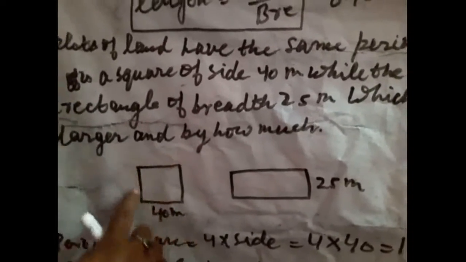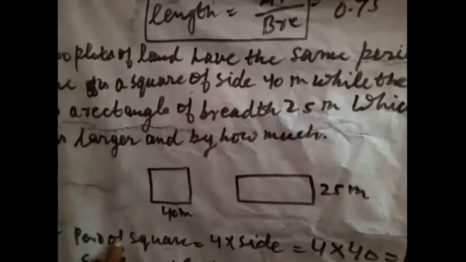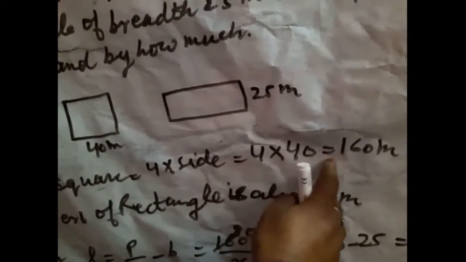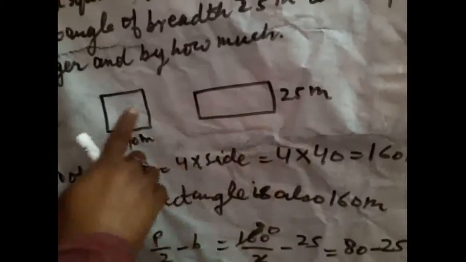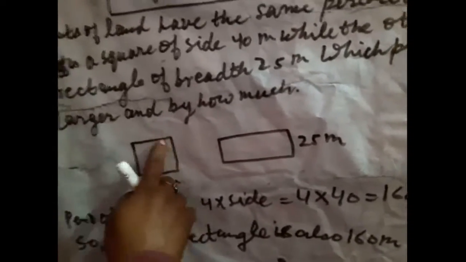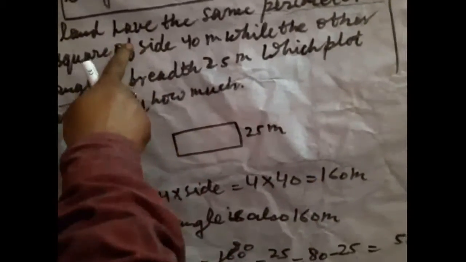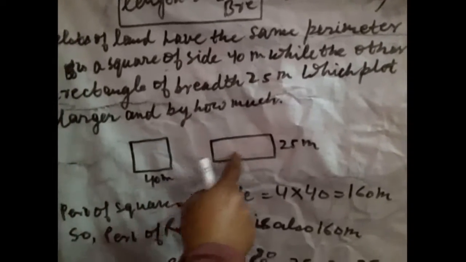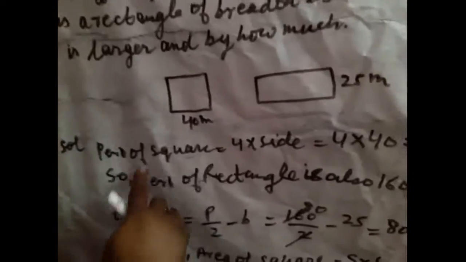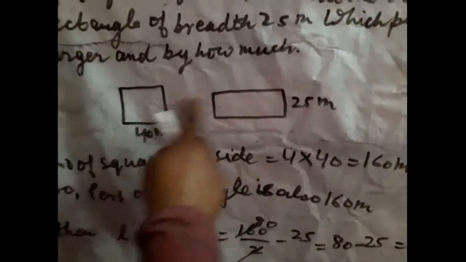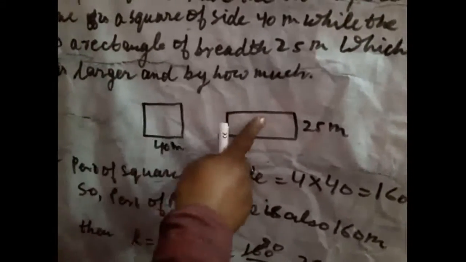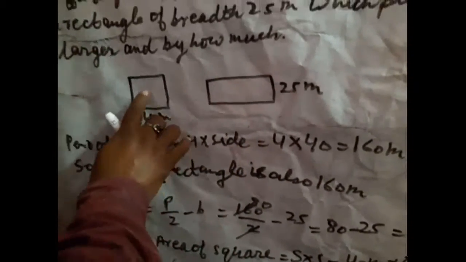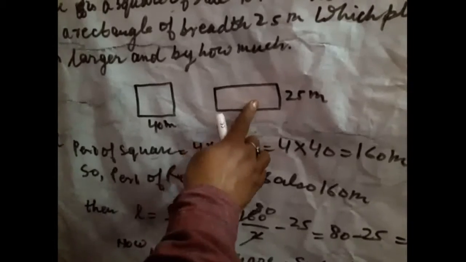First of all we find the perimeter of the square field. Perimeter of square is equal to 4 into side is equal to 4 into 40 is equal to 160 meter. It means the perimeter of this square field is 160 meter. But according to the question, the perimeter of this is the same as the perimeter of this. So both perimeters are the same. So perimeter of rectangle is also 160 meter.